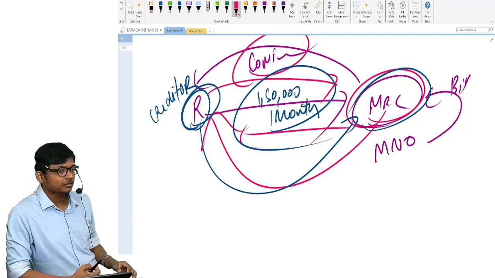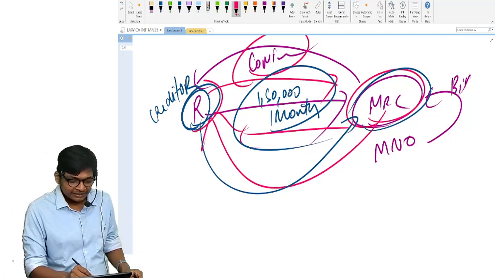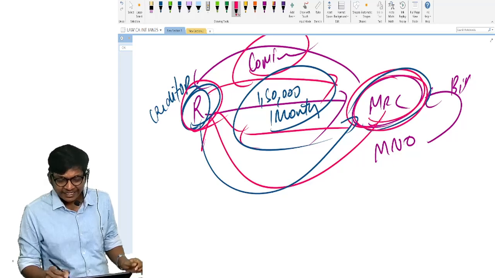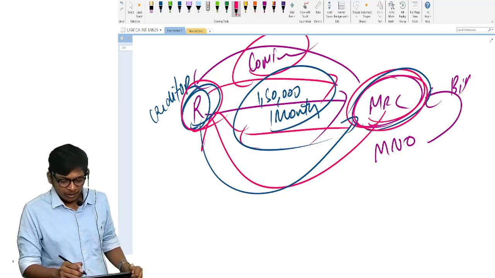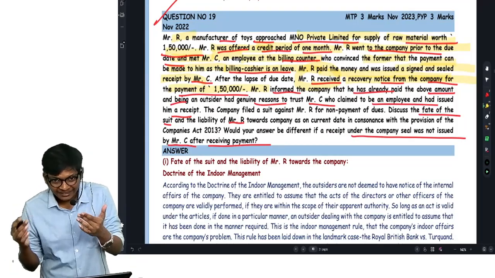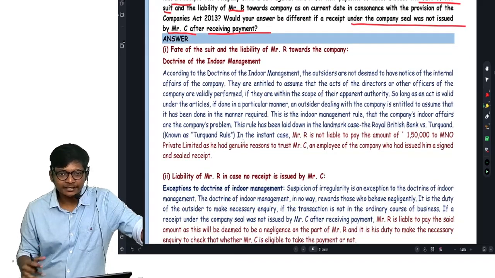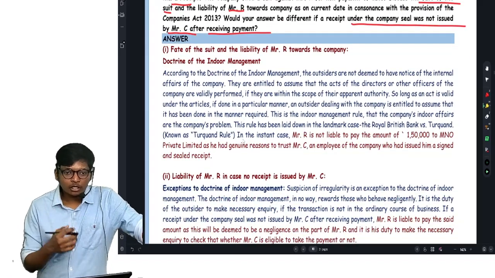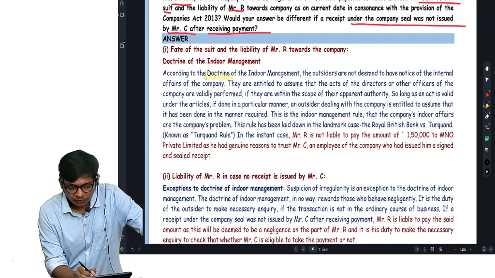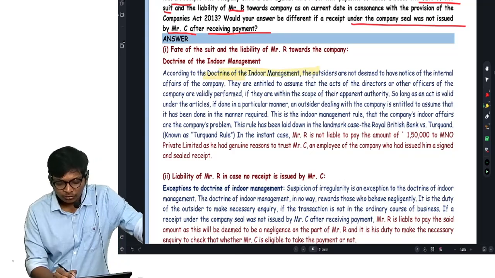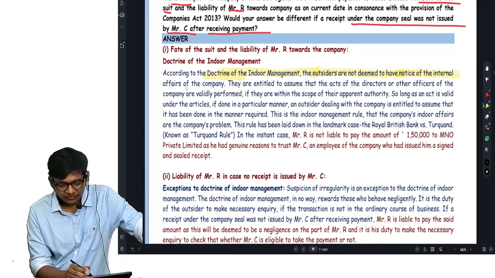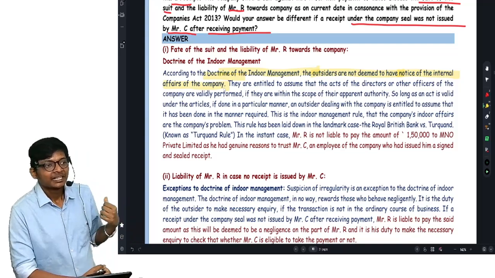Who is right here? R is right, because C gave a seal. Now I will come back to provisions. Apply common sense, connect with our provision. Already we discussed the doctrine. Which doctrine? Doctrine of indoor management. Outsiders are not deemed to have notice of the internal affairs of the company.